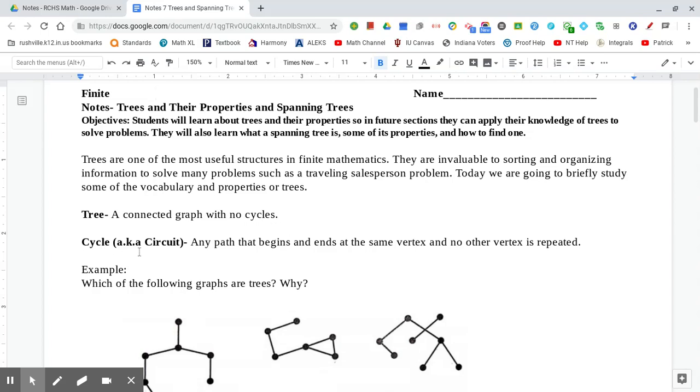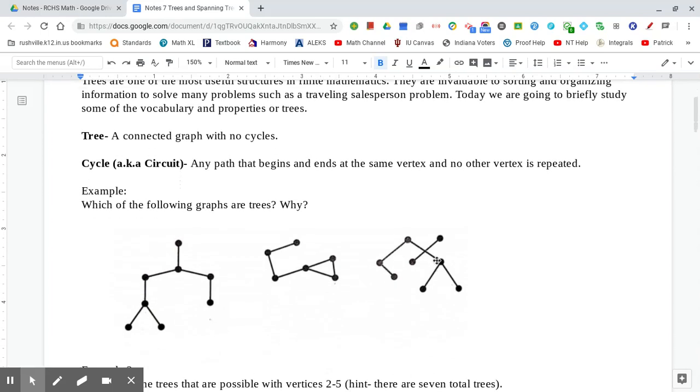A cycle, also known as a circuit, is any path that begins and ends at the same vertex and no other vertex is repeated. All right, so we've covered circuits before. Think back to Euler circuits, think back to Hamiltonian circuits. All right, we don't want those. A tree is a connected graph with no circuits or no cycles.